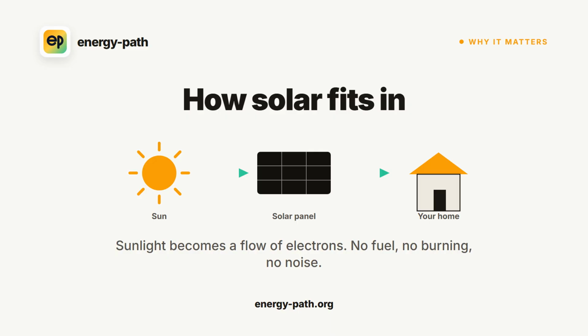So why does this matter for solar? A solar panel does something remarkable. It turns sunlight directly into a flow of electrons with no fuel, no burning, no moving parts, and no noise. Sunlight hits the silicon, knocks electrons loose, and pushes them around the circuit and into your home. And that electricity is identical to the grid's. Your appliances cannot tell the difference.